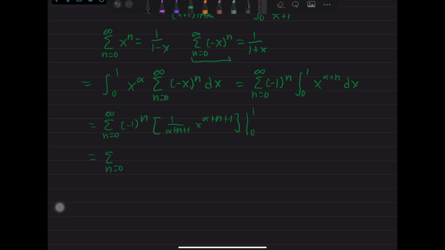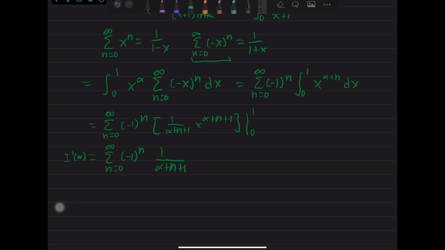And now we can put in our bounds. At 1, we'll have 1 to the alpha plus n plus 1. Well, 1 to any power is 1. So we'll have 1 over alpha plus n plus 1. And at 0, well, 0 to any power is just 0. So that whole term would just cancel out, so we don't even need to consider that. So this is it. This is I prime of alpha.